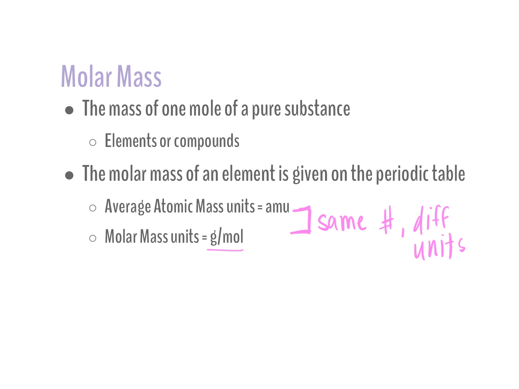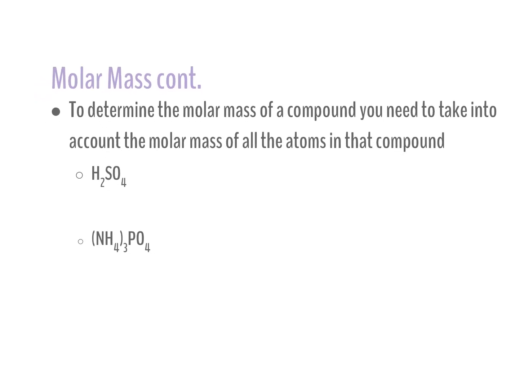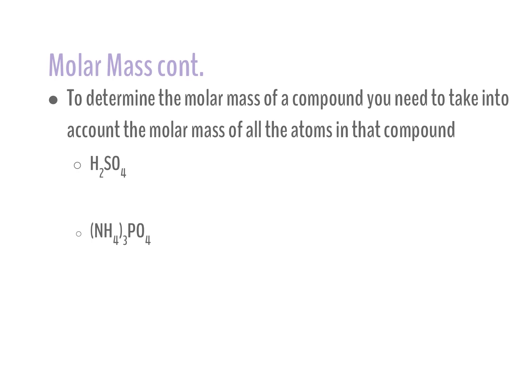So much more common for us to use grams per mole, right? And to calculate molar mass. All right. So if I ask you to calculate molar mass, the periodic table is what we're going to have to really be reaching for, because our molar mass is given the same as the atomic mass. To determine the molar mass of a compound, we take into account the molar mass of all of our atoms in that compound.